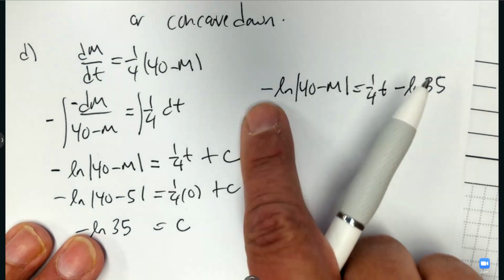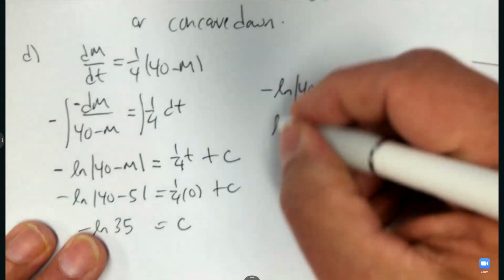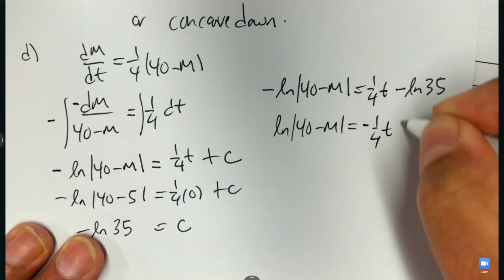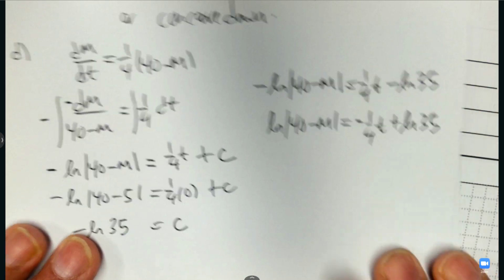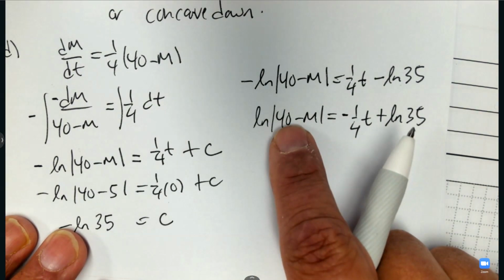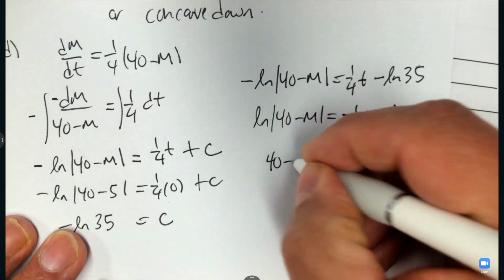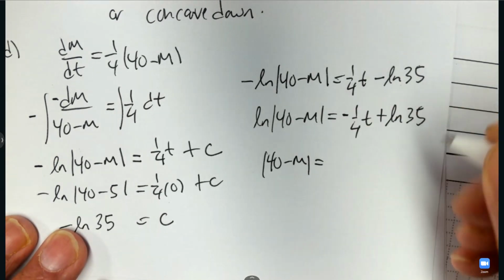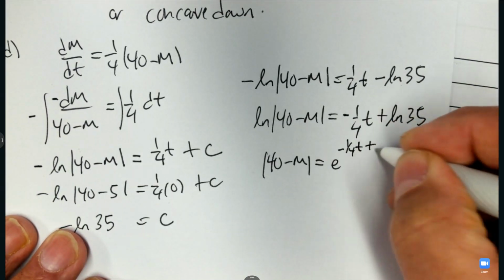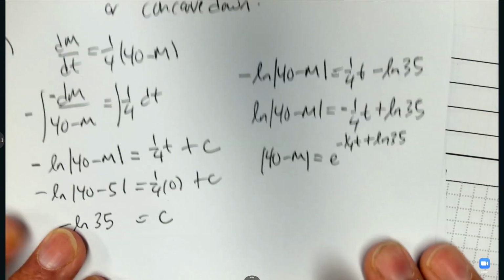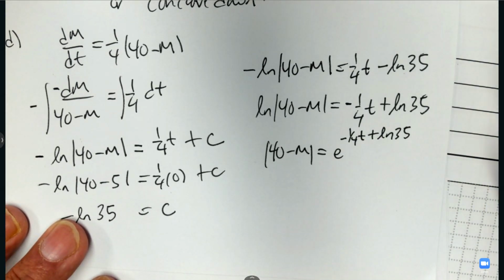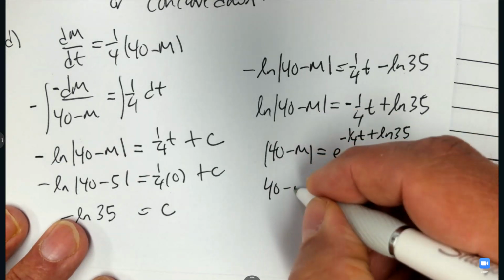All right, to solve this, I'm going to multiply everything by -1, or divide. Next, I'm going to write, to solve a logarithm, you write it as an exponential. So what's inside the logarithm is 40 minus m. And then it's e to this exponent. You don't have to simplify it. Now, when I remove the bars, it could be plus or minus, but we know it's positive because the y-coordinate is positive.